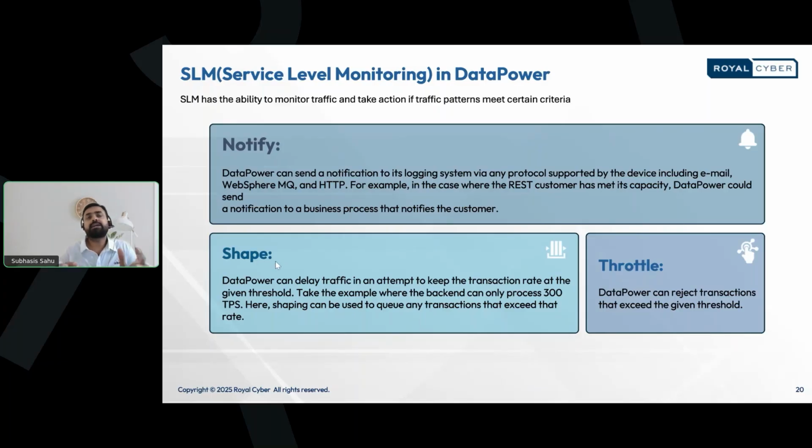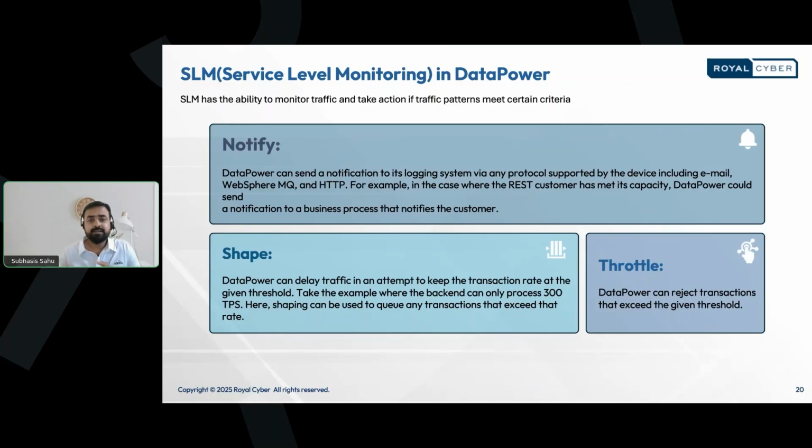Let's say I can compromise on my processing speed, but I do not want to let any of the transactions coming towards me fail. Let's say we are talking about a payment system. In that case, any payment call that has been initiated, I do not want it to drop. I'm okay with a slightly delayed processing, but I'm not okay with the failure of that transaction. In that case, we can shape your traffic.